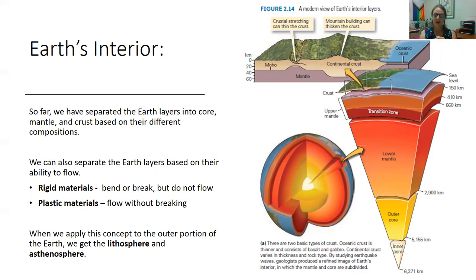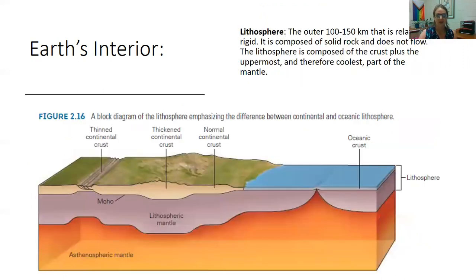And when we do it this way, we divide the Earth into 2 layers, the lithosphere and the asthenosphere. The lithosphere, that's the rigid part of Earth that's on the exterior of Earth, right? Think like rigid rock. It's the outer 100 to 150 kilometers, and it's composed of solid rock that doesn't flow. And it's actually composed of both the crust and the upper mantle. Right?